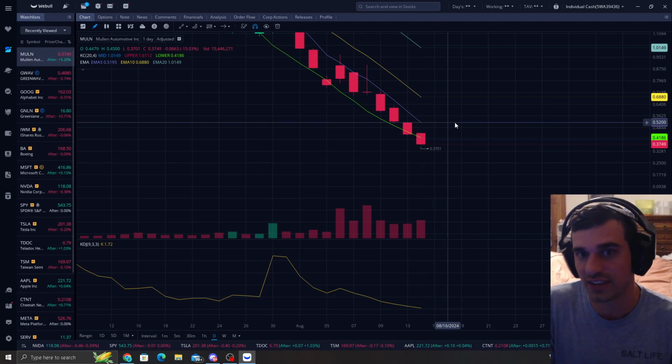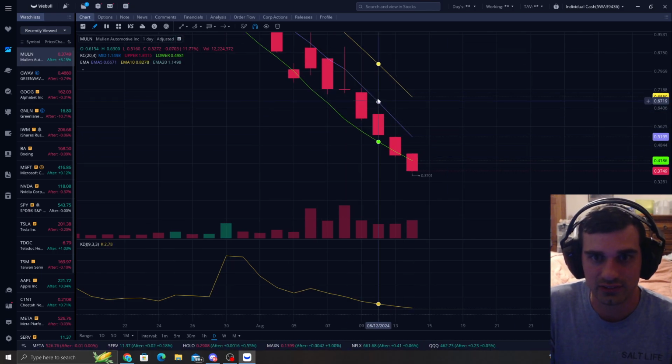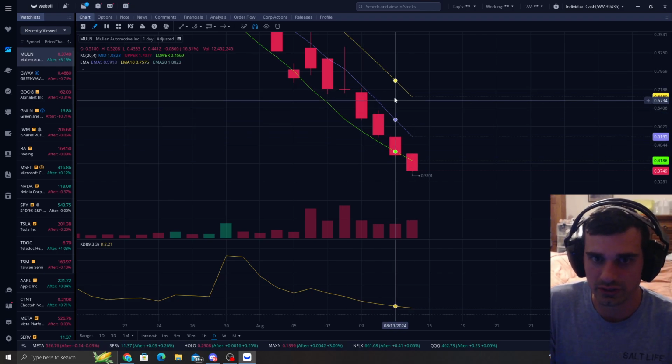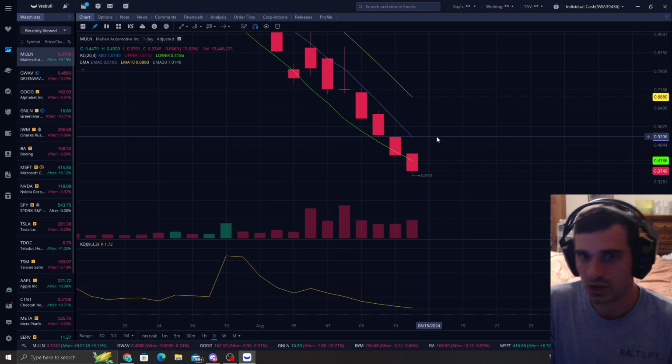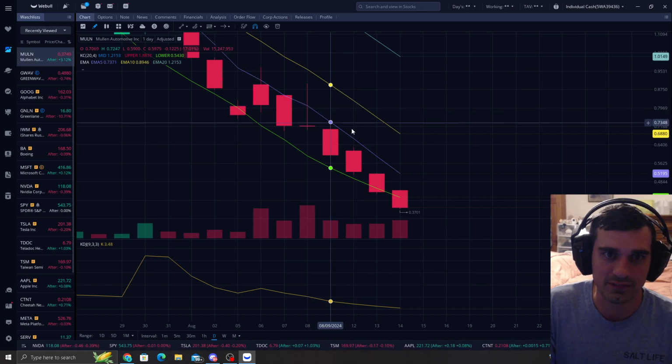The algos are going to definitely take it to the EMA5. I assume anything that doesn't touch the EMA5 for 5 days, so we have 1, 2, 3, 4, these are 4 candles not touching the EMA5. We're definitely going to touch it probably the 5th or 6th day. And as you can see, sometimes the EMA5 acts as resistance.